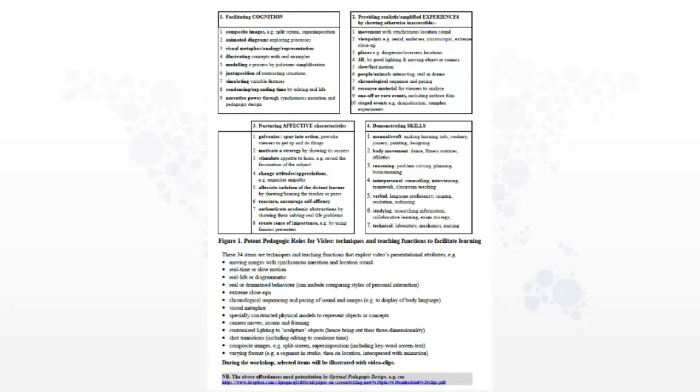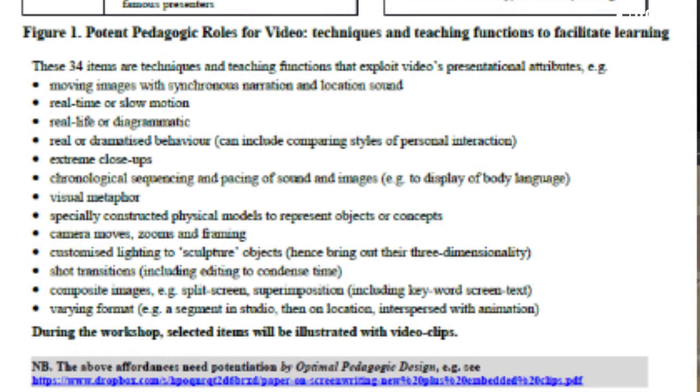Okay, so I'm going to talk about the 34 categories of videos, which you see there. The handout you want is called Handout for Part 1 of the workshop. So I'm going to talk about the 34 categories in that table, the figure 1, and their video techniques and teaching functions. And I'm going to illustrate these techniques with a few video clips. But a few words first.